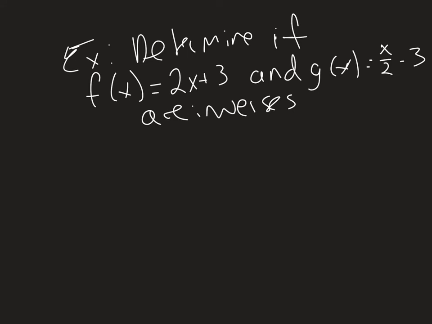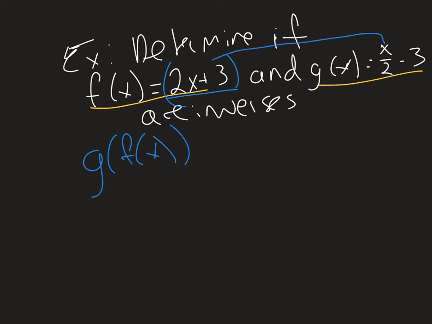So let's take a look at another example, one that's not quite so clear-cut. I want to know if these two functions are inverses of each other. Now, I'm going to go ahead and jump right to the composition method. I personally like that one. So here's what we're going to do. We're going to find g of f of x, meaning everywhere I see x in g of x, I'm going to plug f of x in for it.